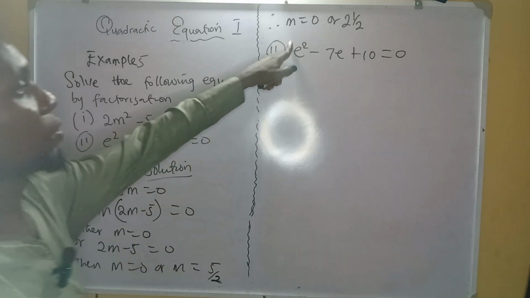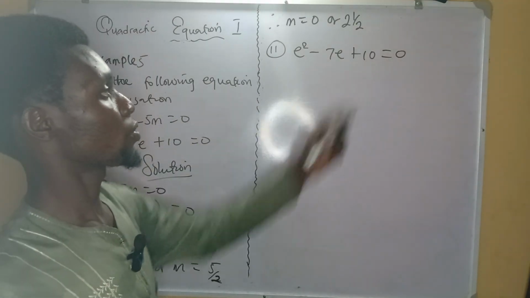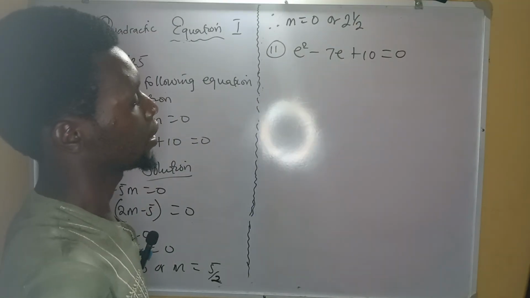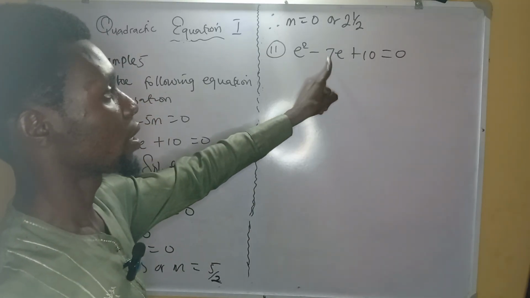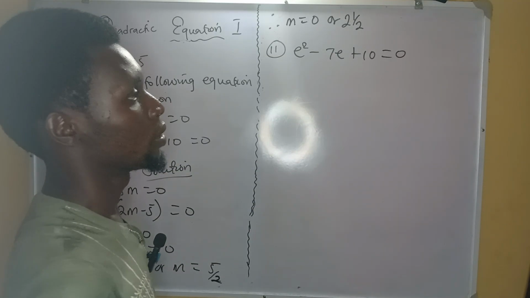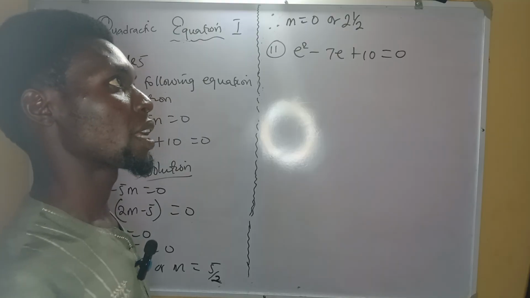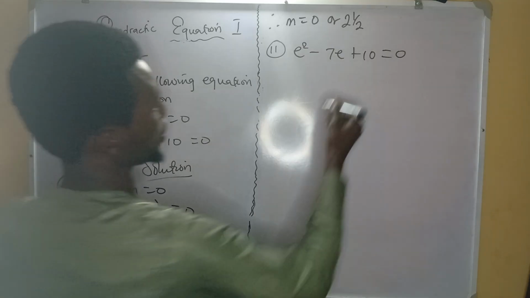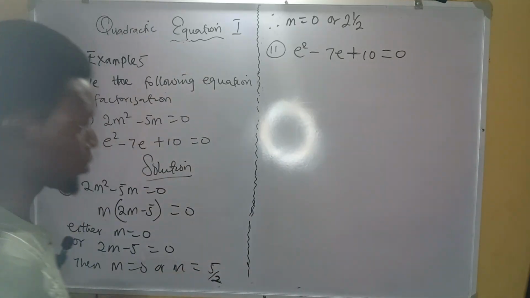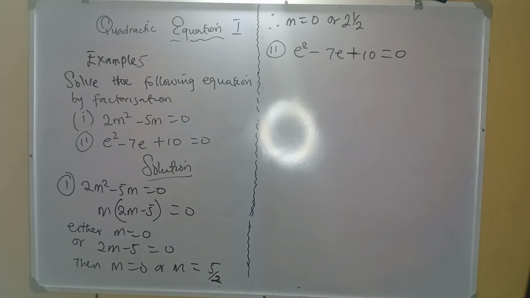Now, since there is nothing here for us to multiply, we can just focus on 10. What will you multiply together to give you 10, and when you add them together, gives you 7? If you say 1 times 10, that is 10, but if you add the two factors together, it gives you 11. So 2 and 5: 2 times 5 is 10, and 2 plus 5 is 7.